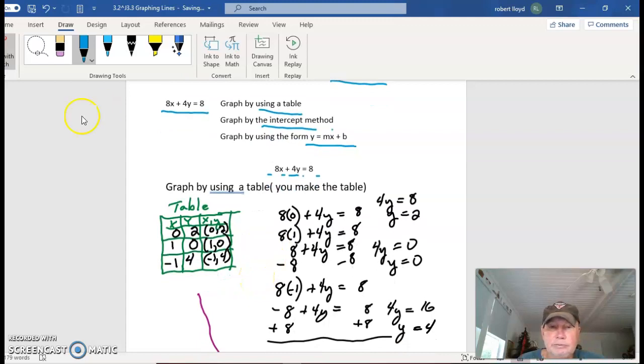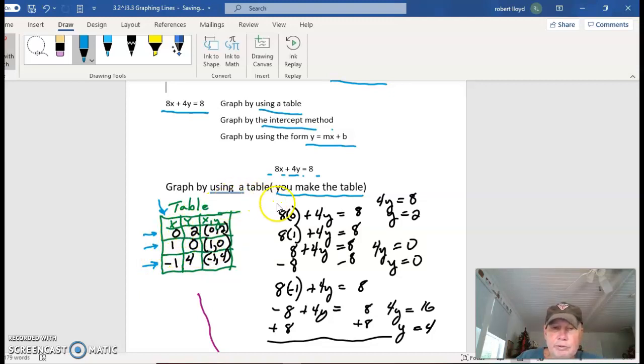You get to make the table. So what you're going to do is put in numbers for x and solve the corresponding value of y. So the key here is to use small numbers, such as 0, 1, and I always put a -1 in there, just so we get one positive and one negative.